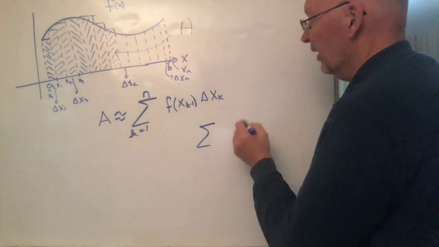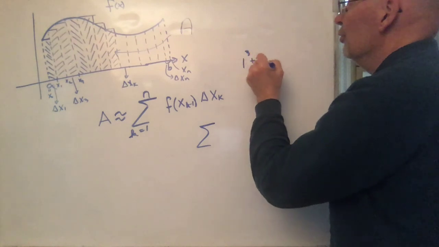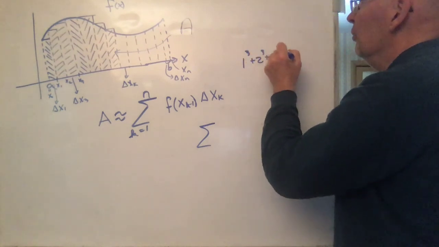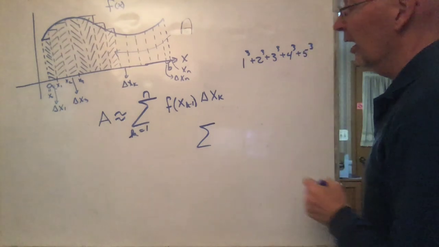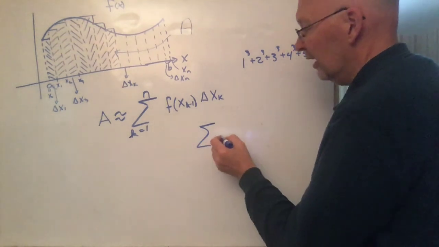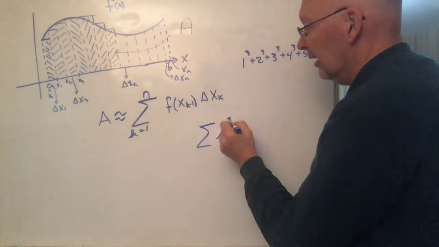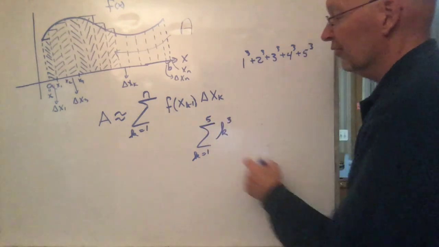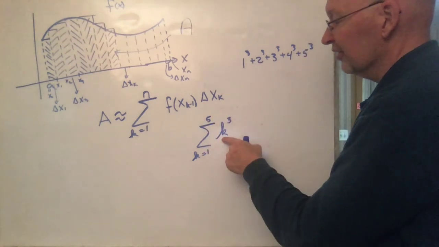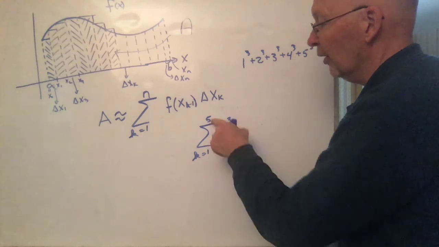If I wanted to add up, for example, 1 cubed plus 2 cubed plus 3 cubed plus 4 cubed plus 5 cubed, the notation for that is just to use any little symbol I want. Let's just say k cubed, k going from 1 to 5. This is just saying whatever this little symbol is, I'm going to do that to each of the numbers from 1 to 5.